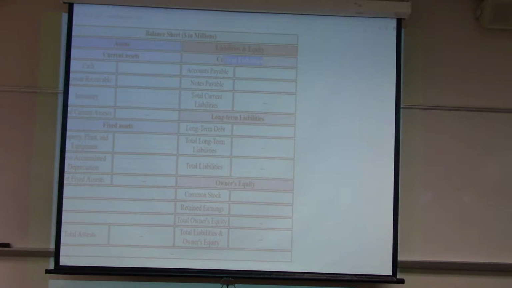Current liability is like accounts payable, notes payable, all these short-term debts. And there are also long-term debts, called long-term liability. You can add it up and come up with total liability. Also there's another major one, equity: stockholders' information, common stock, retained earnings. You can add up total liability with total equity, so that gives you total liability and owner's equity. These two numbers have to equal.